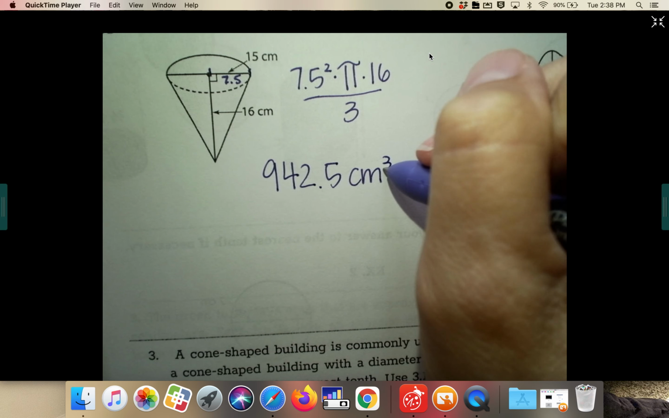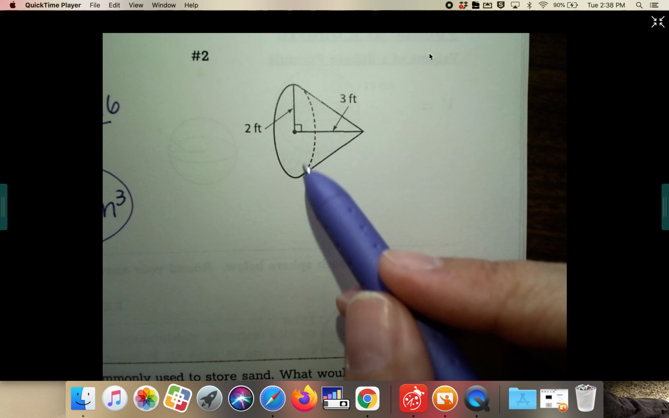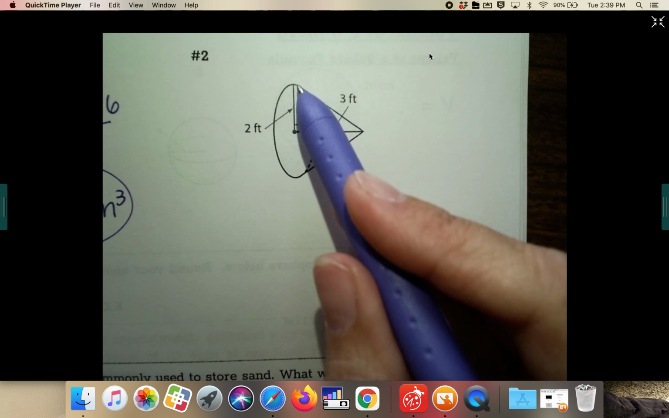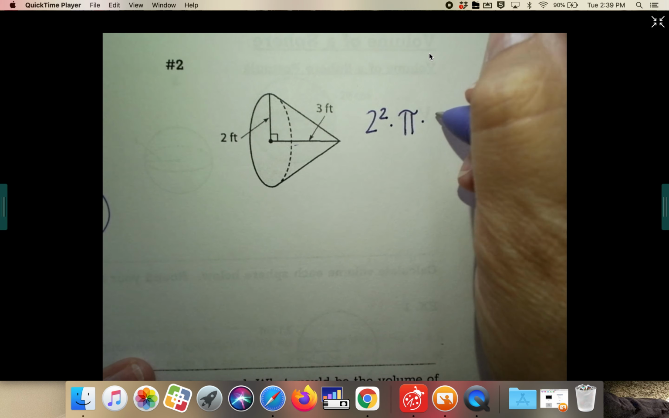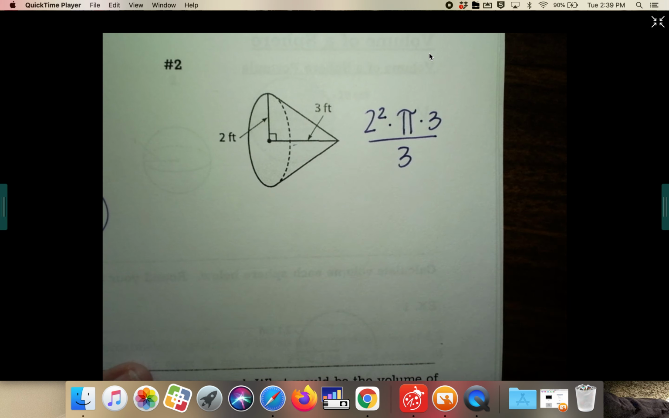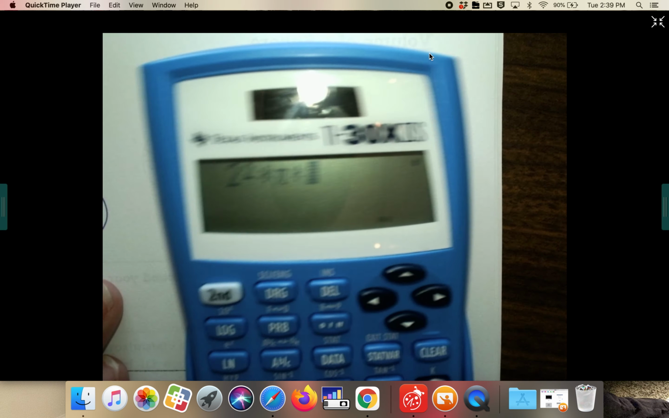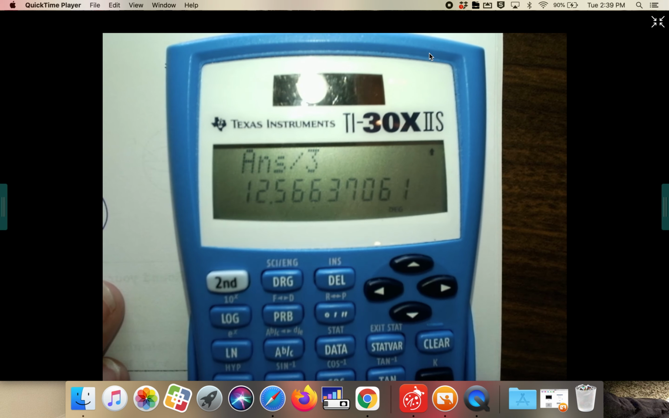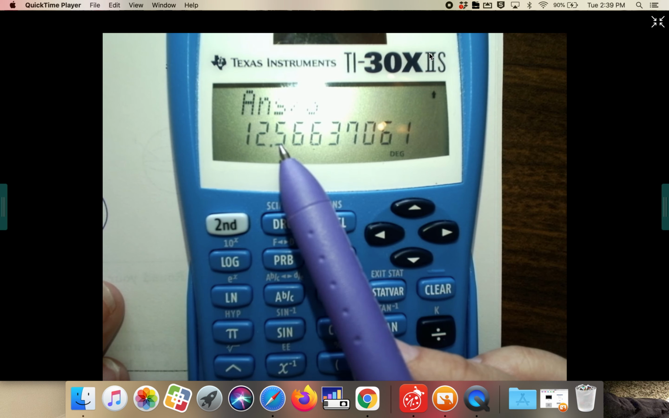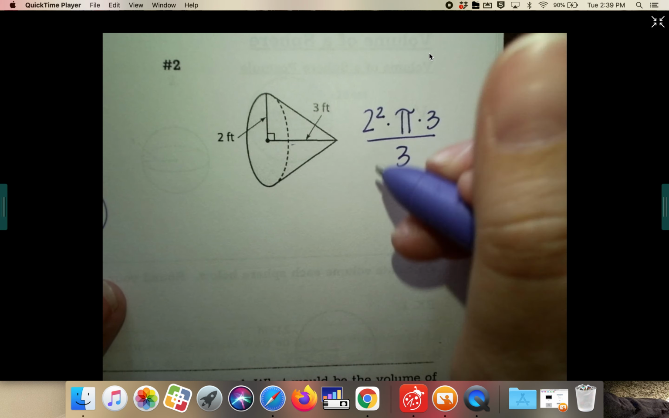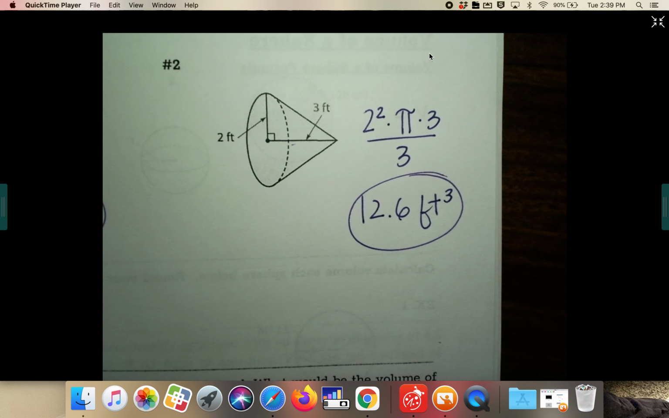So you should have got 942.5 cubic centimeters. All right, number 2 is on its side, but it shouldn't matter. You're still using the radius, which is 2. So we're going to do 2 squared times pi times the height, which is 3, and then we're going to divide by 3. So 2 squared times pi button times 3 equals, divided by 3 equals. That's going to be 12.5, but the 6 bumps the 5 up to a 6. So 12.6 is what you should have gotten on your volume of this cone, cubic feet.